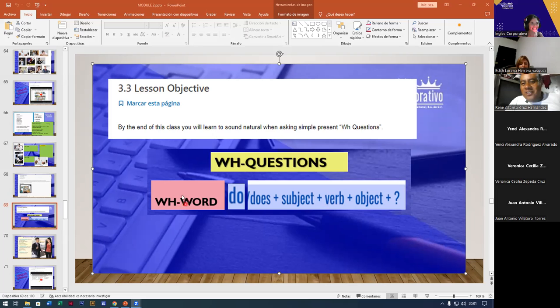So you have WH words, then the auxiliary do or does. It depends on our subject. Then we have the verb. In what form do you need the verb? Do you remember? What is the form of the verb? Base form. Excellent. And then we have the object or the complement, right? And at the end, the final thing is to include the question mark because we interrogate.